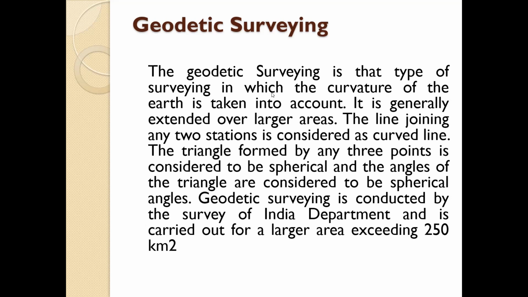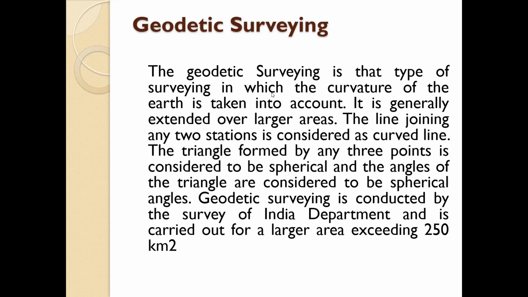Then geodetic survey. Geodetic surveying is that type of surveying in which the curvature of the earth is taken into account. It is generally extended over larger areas. The line joining any two stations is considered a curved line. The triangle formed by any 3 points is considered to be spherical, and the angles of the triangle are considered to be spherical angles. So in plane survey, we are considering plane triangles and plane angles.